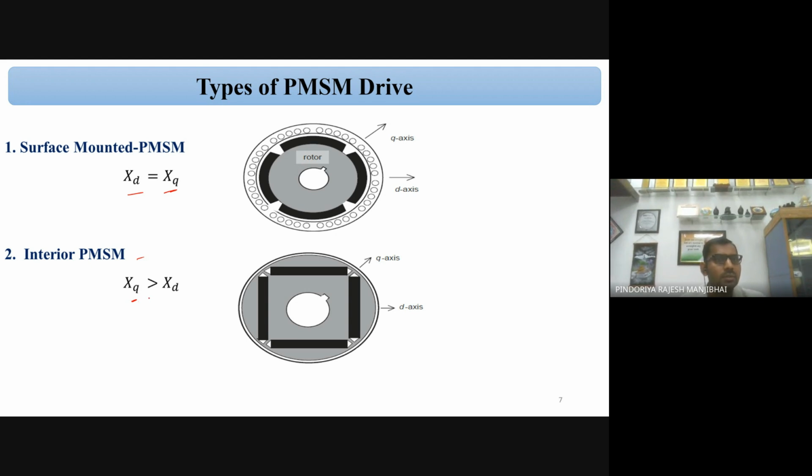Suppose you design a surface mounted PMSM motor, then you will get Xd equal to Xq, and you can use Xd equal to Xq while you design the control algorithm for the PMSM motor. In the case of the interior PMSM motor, otherwise the inner rotor PMSM motor, Xq is greater than Xd, and this is the structure of the interior PMSM and the outer surface mounted PMSM motor. So both Xd and Xq are used in the design of the control algorithm.